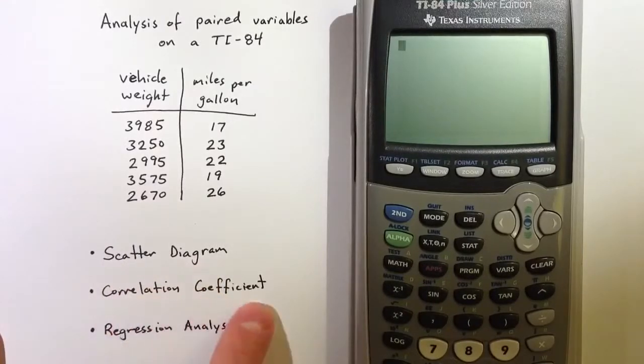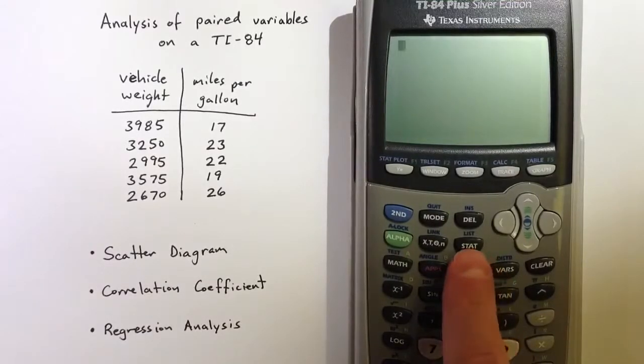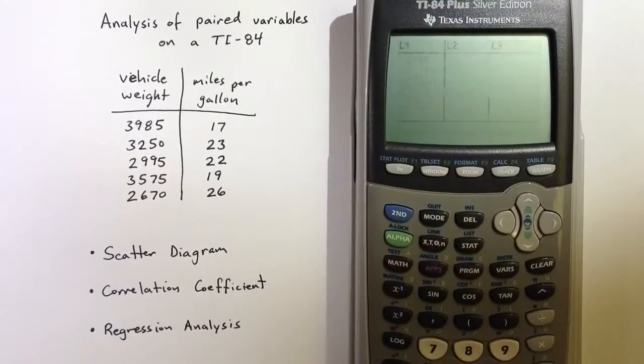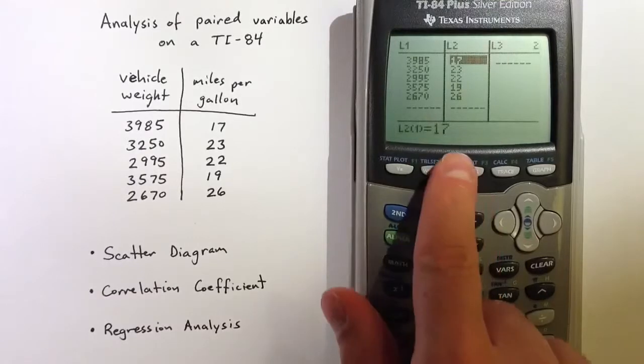The easiest way to do regression analysis on a TI84 or a TI83 is to go to the stat key. We can choose edit and enter the values into the list.